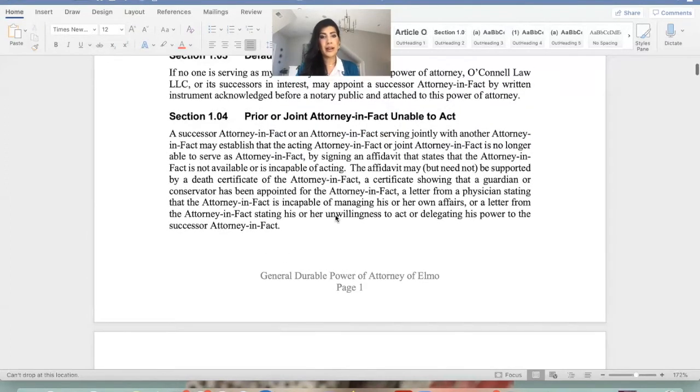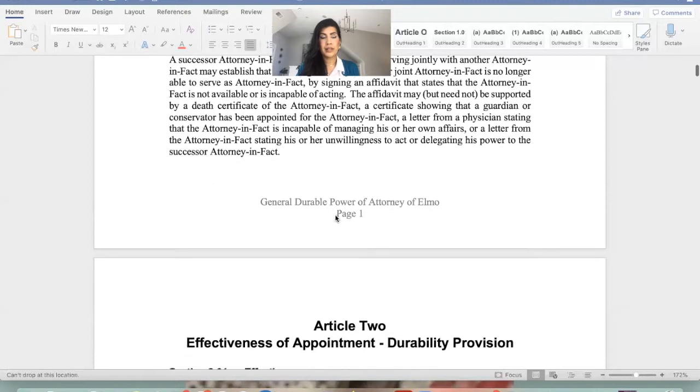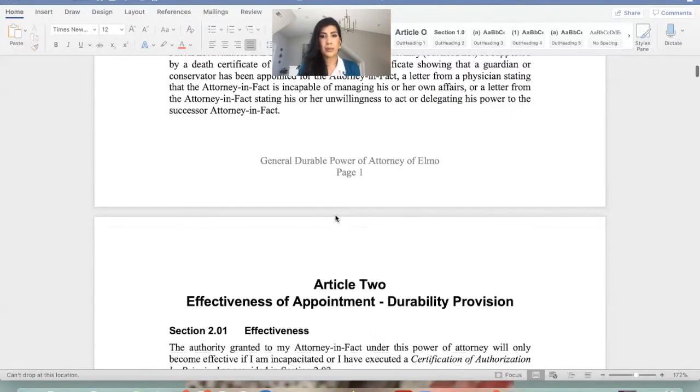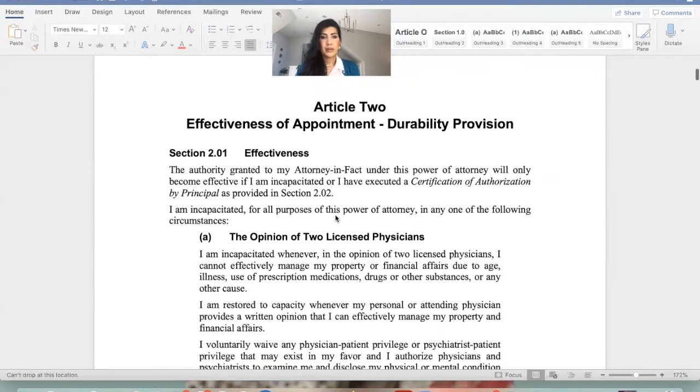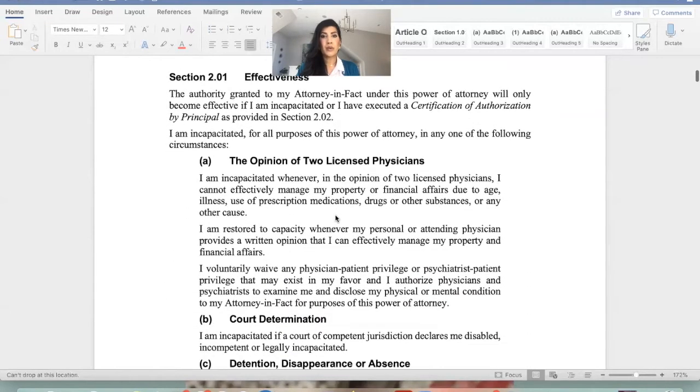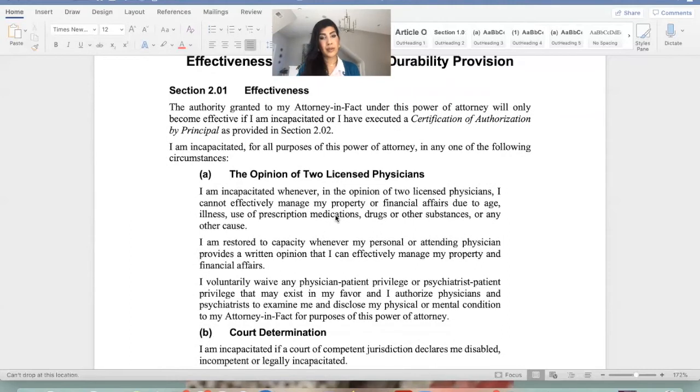So any prior power of attorney no longer applies. This is now the latest and greatest one. So the power of attorney goes into effect if either of these circumstances, which I'm about to discuss, happens.